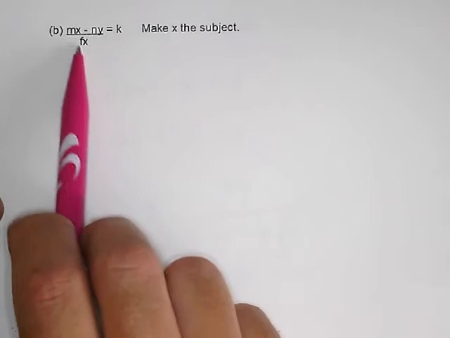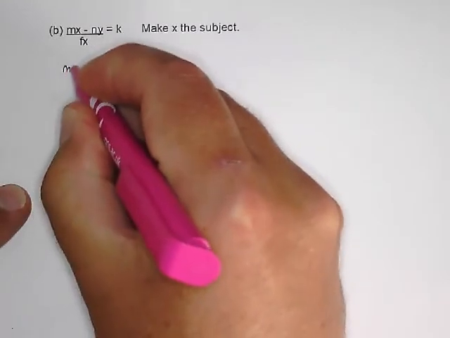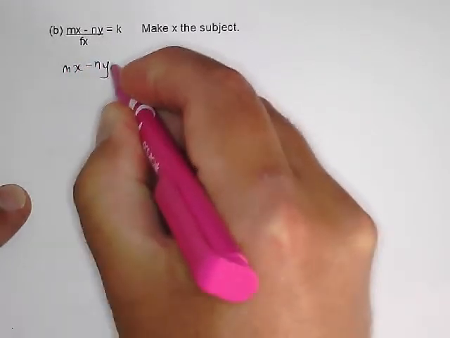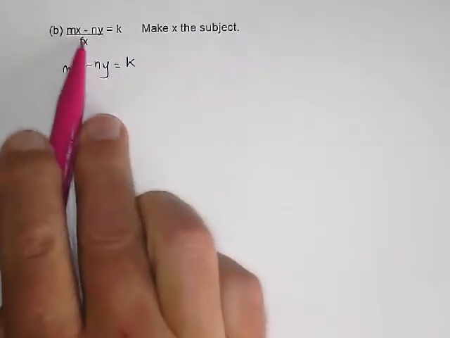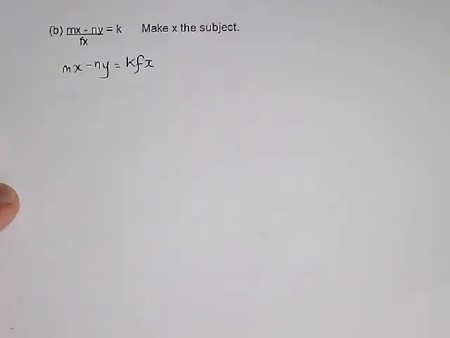The next question asks us to make X the subject of the formula. So the first thing I dislike is the fact that this is going to divide fx on the left hand side, so let's get rid of that denominator. So I'll have mx minus ny equals k, and when I take this to the right hand side it will multiply the k, so we'll have kfx.